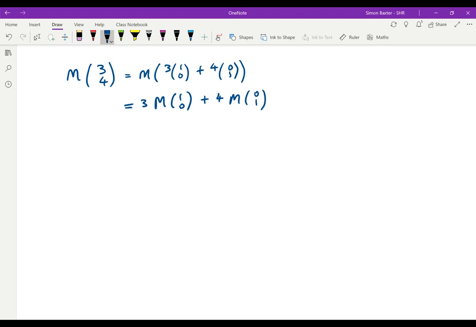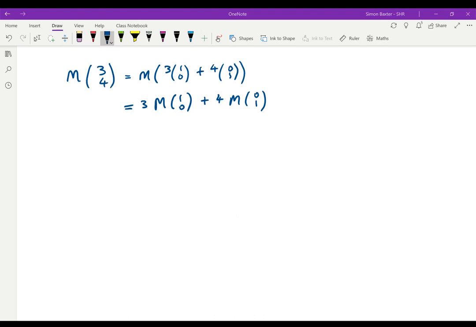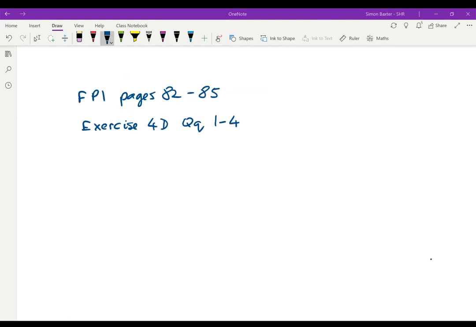It can also be shown that any linear transformation can be represented by a matrix, but that is another story. You will find the textbook treatment for this on pages 82 to 85 of FP1. And if you want to strengthen your understanding, you should do questions 1 to 4 of exercise 4D.